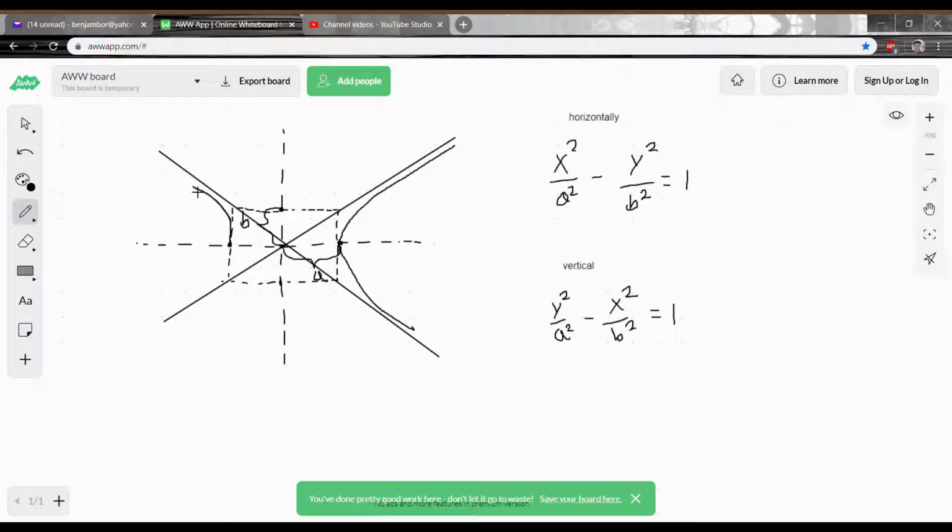We can do the same thing with a vertical hyperbola. With a vertical hyperbola, I'll draw a small version. Our a value becomes this value right here, the vertical value. Our b value becomes this value here.